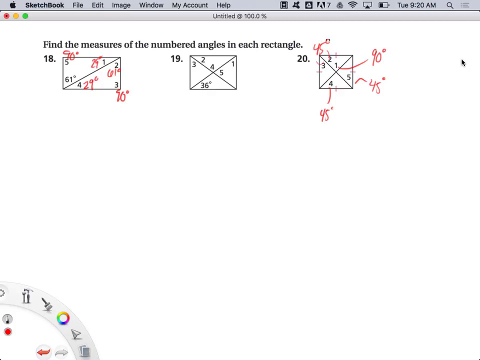No. I mean 3 and 2. Oh wait, no, those add up to 90. They add up to 90. You don't know exactly what they are because that's a rectangle, not a square.